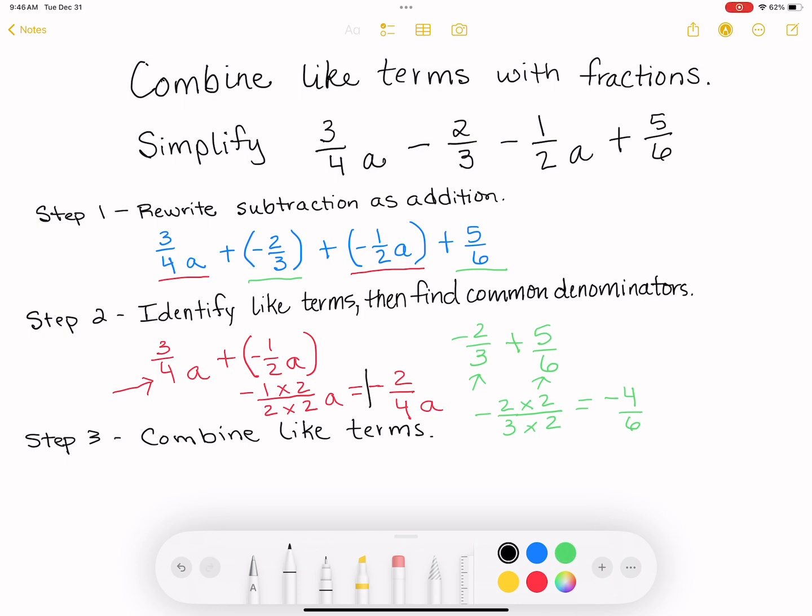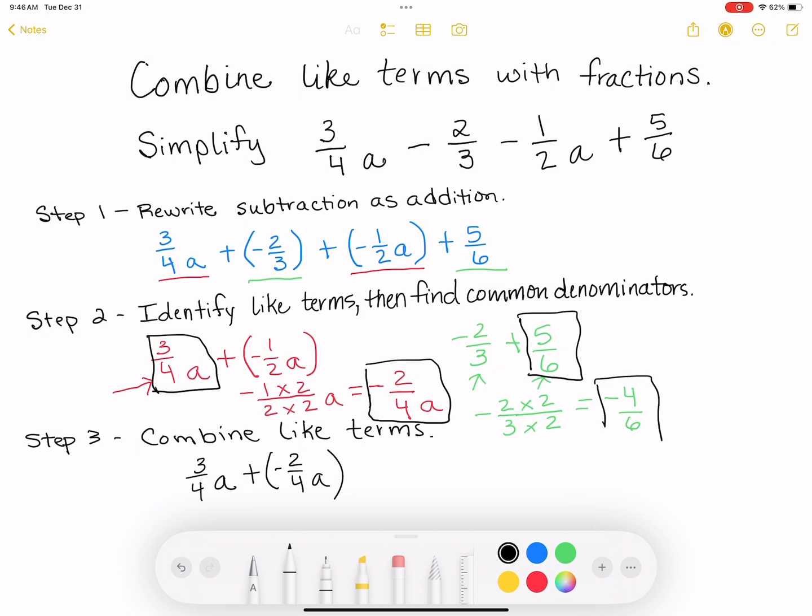Our final step is to combine our like terms. So you'll notice that I'm taking our final terms and I am going to rewrite them as 3/4 a plus negative 2/4 a. Again, I'm identifying all of my terms on the other side that I just changed into common denominators, and I'm adding them in. So plus 5/6 plus negative 4/6.